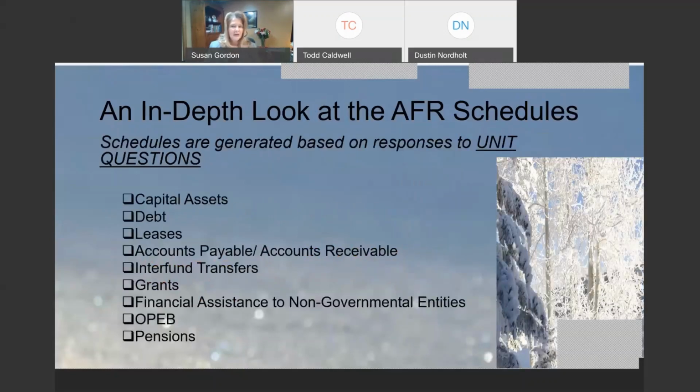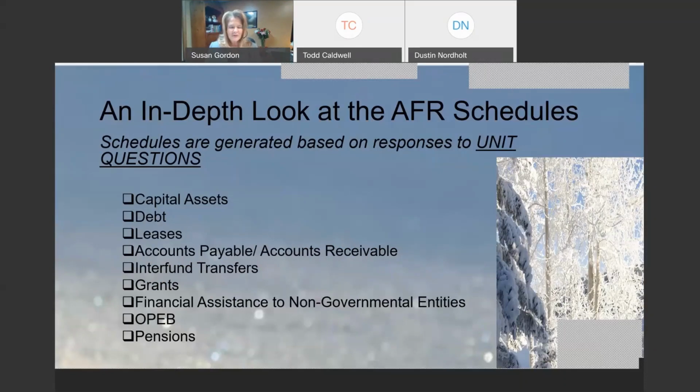Okay, so the AFR schedules. The schedules are generated based on responses to the unit questions. I have unit questions capitalized there because on the original materials that were sent out or on the website it says risk assessment questions, and that's incorrect. They are based on responses to the unit questions on the AFR. So how you answer those questions is going to determine which schedules are generated.